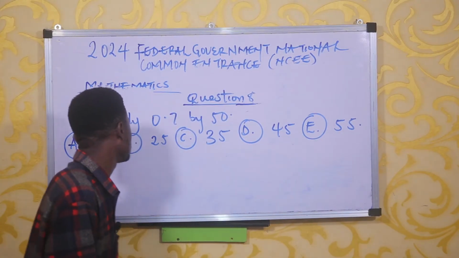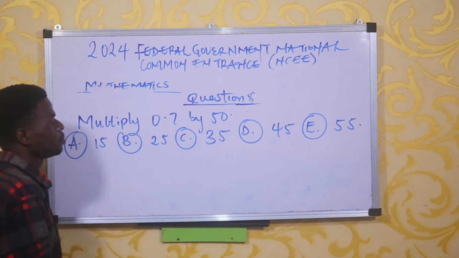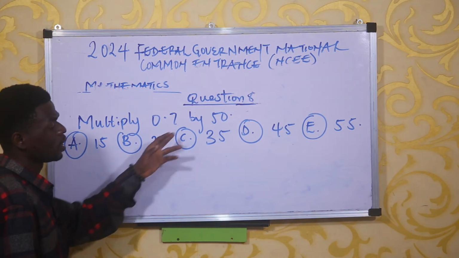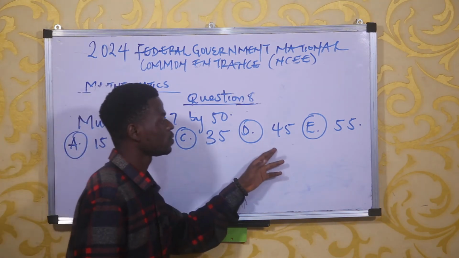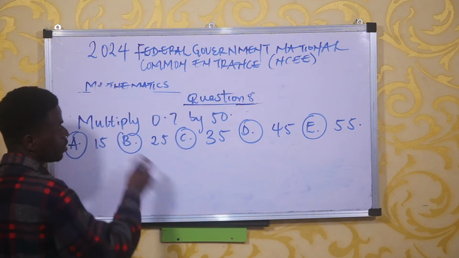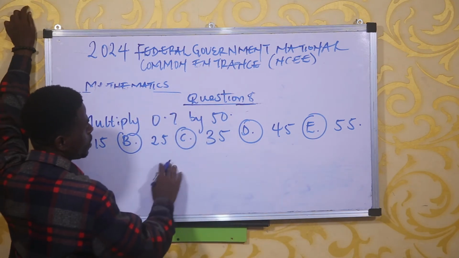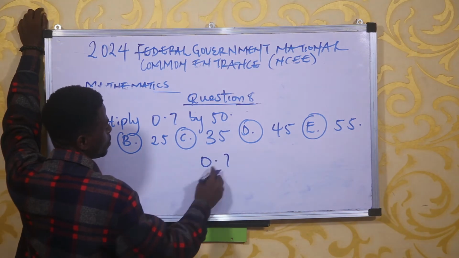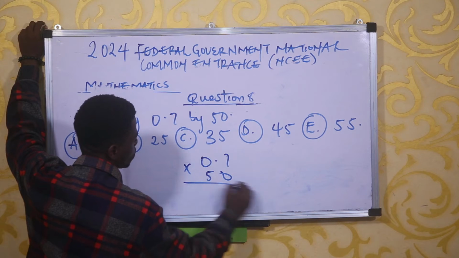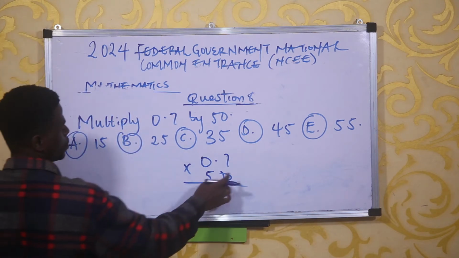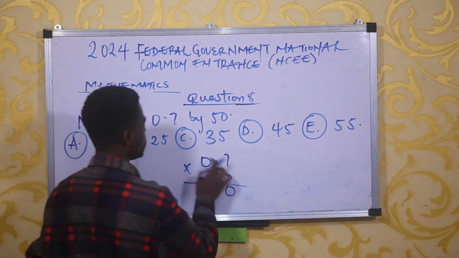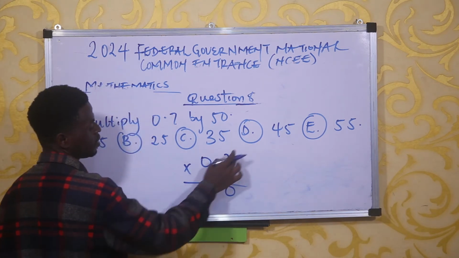Question 8 is multiply 0.5 by 50. From our answers, A is 15, B is 25, C is 35, D is 45, and E is 55. When we say multiply, it means times. So in this place, let's do 0.5 times 50. 0 times 5 is 0. 0 times 0 is 0. 5 times 5 is 25.